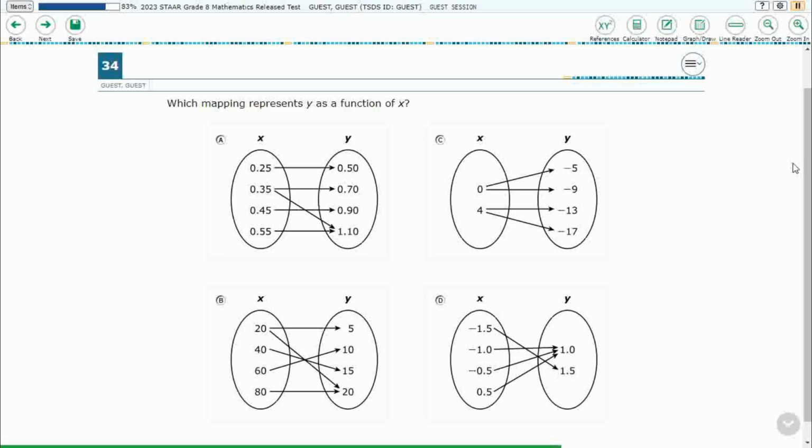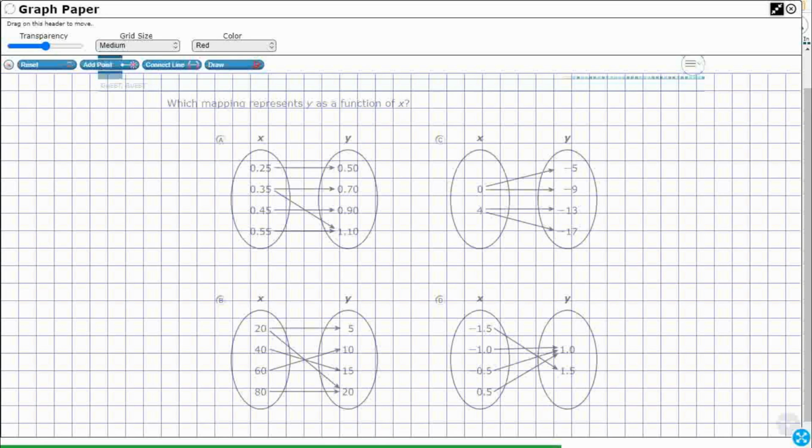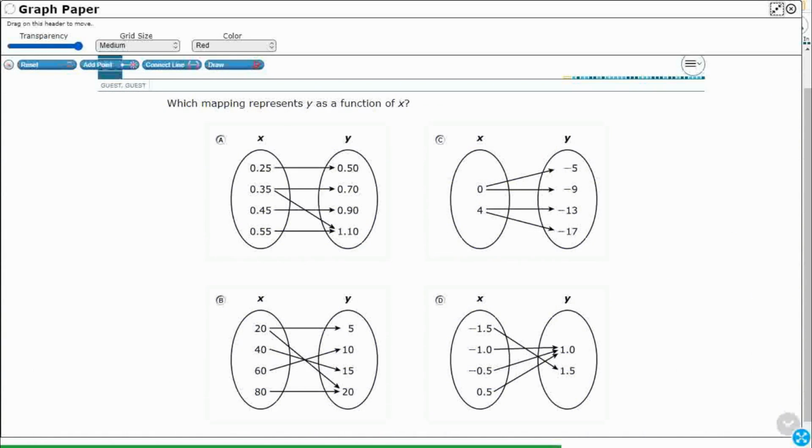Alright, so we've got mappings here that represent y as a function of x, but only one of them actually does. There's a way to solve this even if you don't necessarily know what that means, that y is a function of x. But let's still go ahead and define that. What does that mean when we have a function? When y is a function of x, that key term here means that each x has just one y value. So each x can only be mapped to one y value.